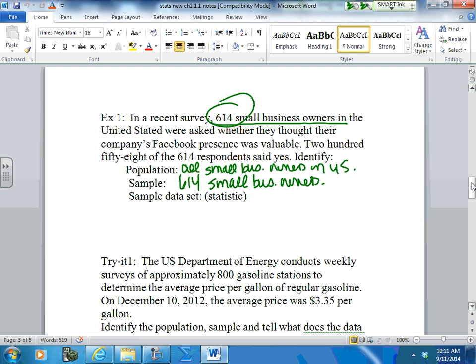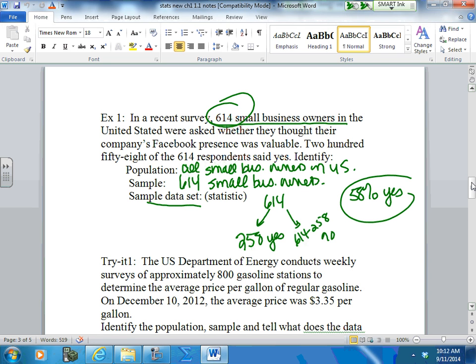Now, your sample data set comes from your sample. You started with 614 small business owners. Of them, 258 said yes, and then the rest said no. So 614 minus 258, they said no. That's a statistic on this. That 58% said yes. This is your statistic. It is not part of your sample or your population. Your sample is your 614. Your population is all small business owners. Okay?